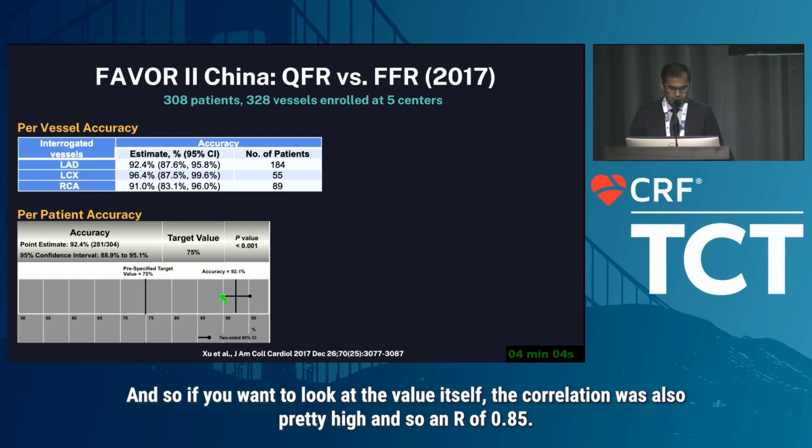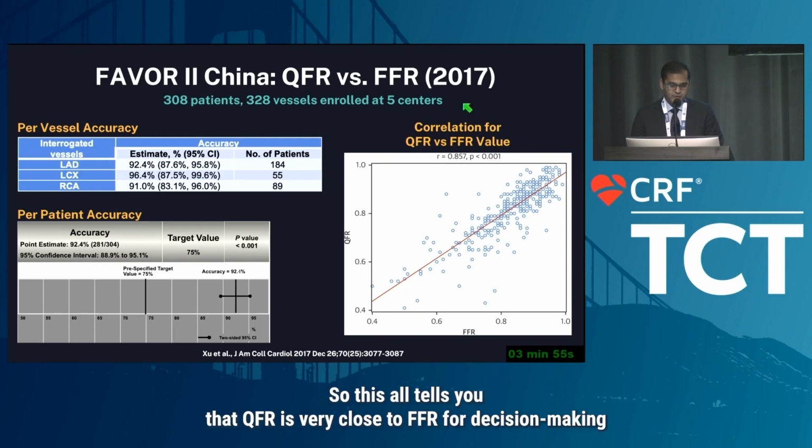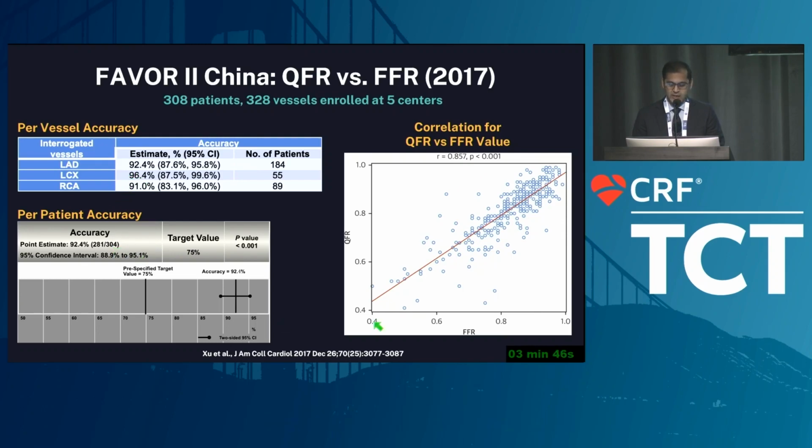If you want to look at the value itself, the correlation was also pretty tight, with an R of 0.85. So this all tells you that QFR is very close to FFR for decision making, based on an FFR of 0.8 or below being an ischemic lesion, and the values are actually very similar.